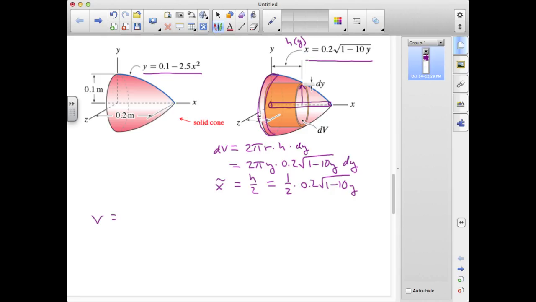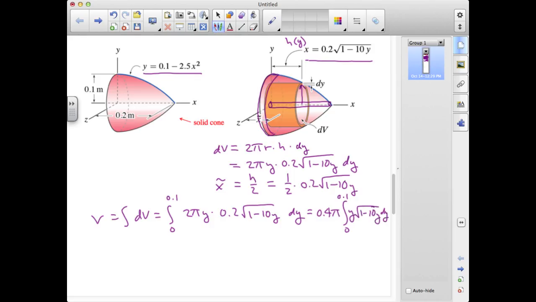So now for our volume, we're integrating over y, so we're going from 0 to 0.1 meter. And we have our expression for dV. So we have 2 pi y times 0.2 root 1 minus 10y dy. So we could write that as 0.4 pi, integral from 0 to 0.1 of y root 1 minus 10y dy. So this integral is a little bit more difficult to evaluate than just the simple polynomials we had earlier.